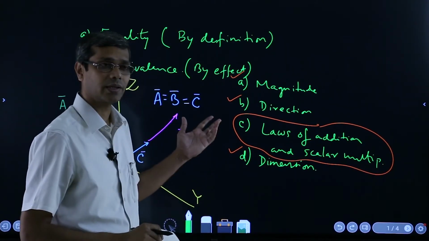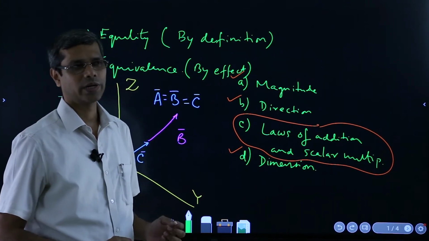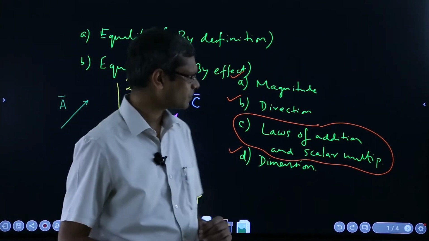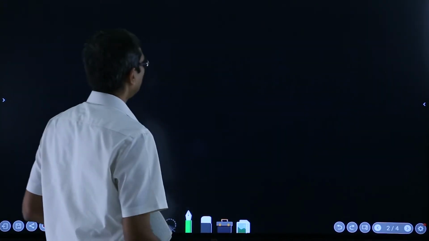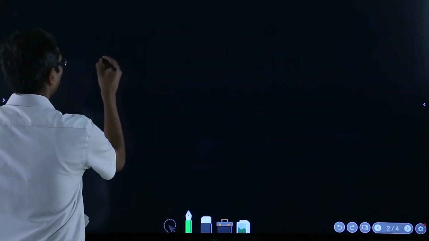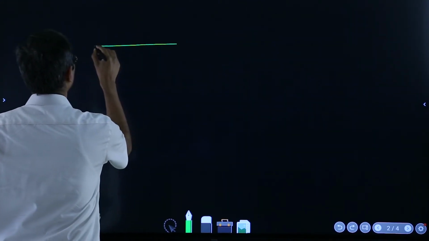So what is the effect? Now if the effect is same, then two vectors will be called equivalent. Okay. Let me give some example. For example, let us see, suppose you have a cantilever beam like that.